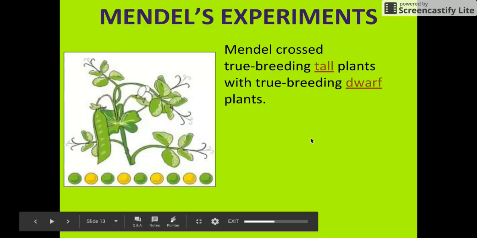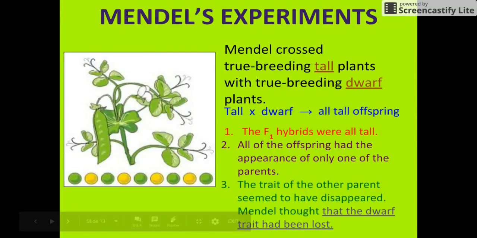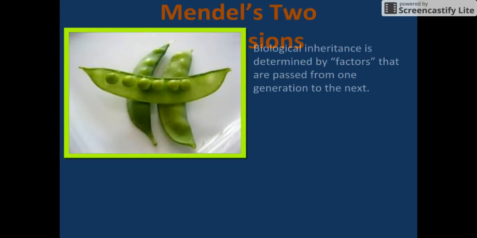Okay, so Mendel's experiments, we talked about the dwarf trait he thought had been lost, right? And we talked about that was not exactly what happened. So biological inheritance is determined by factors that are passed from one generation to the next.